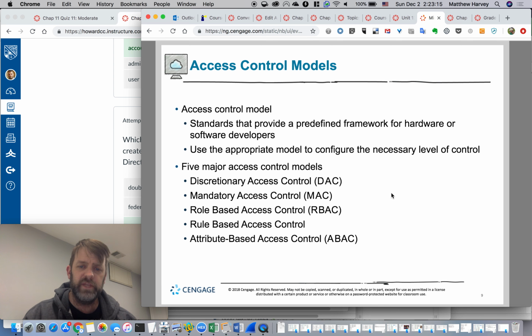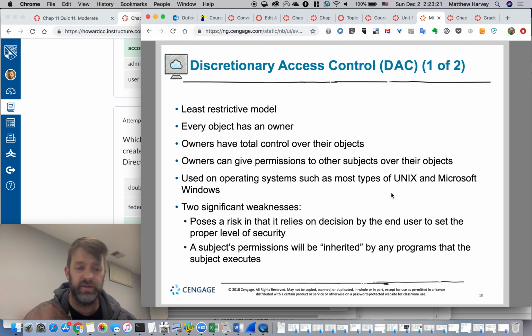So key access control models, there are 5: discretionary, mandatory, role-based, rule-based, and attribute-based. This is the core of this chapter. So discretionary means that it's up to someone's discretion, someone's choice. Basically the way this works is every object has an owner, and the owner has control over who is allowed to access the objects that they control. This is very common in most operating systems, including Microsoft Windows.